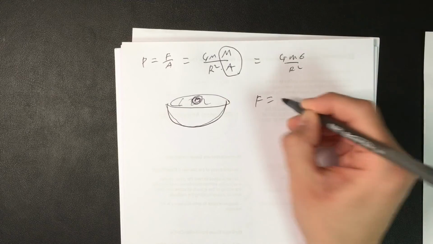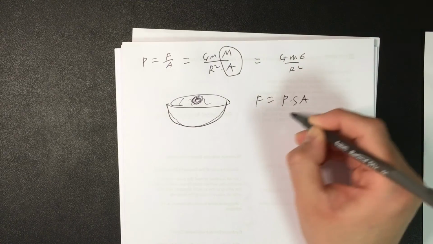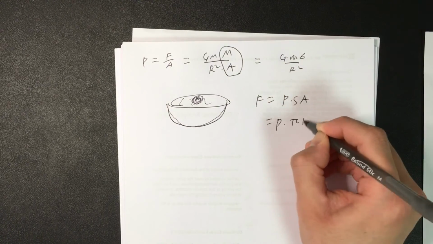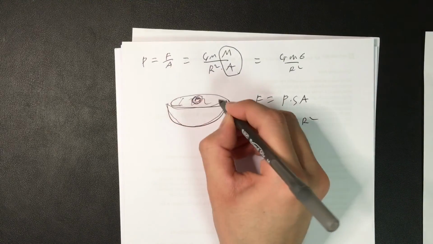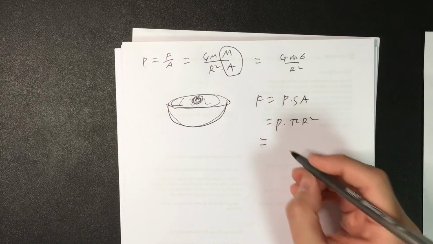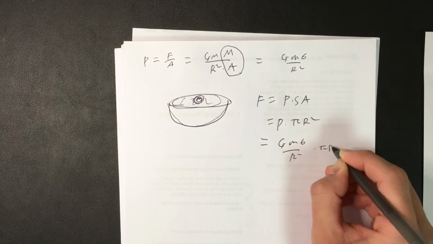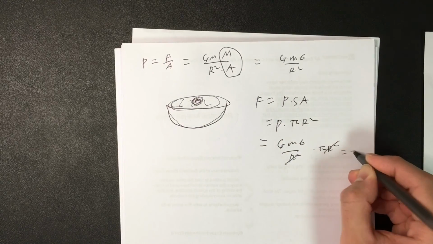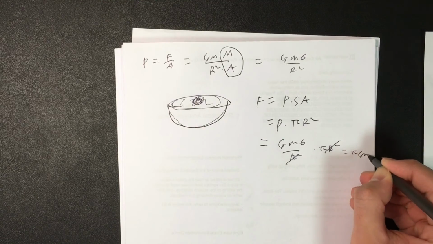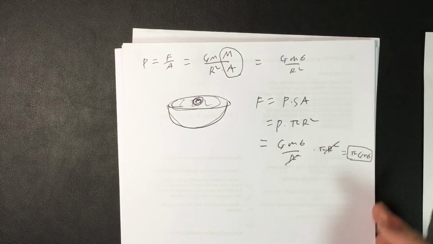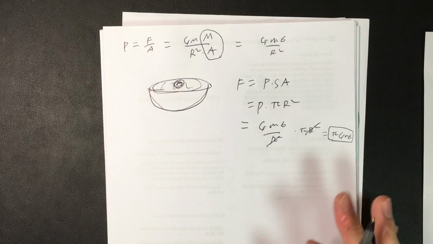So therefore, force equals pressure times the surface area, which equals pressure times pi r squared in this case, since the surface area equals pi r squared. And therefore it equals GM sigma over r squared times pi r squared. And canceling out the r squared, this equals pi GM sigma, which matches our previous answer with the integrals.